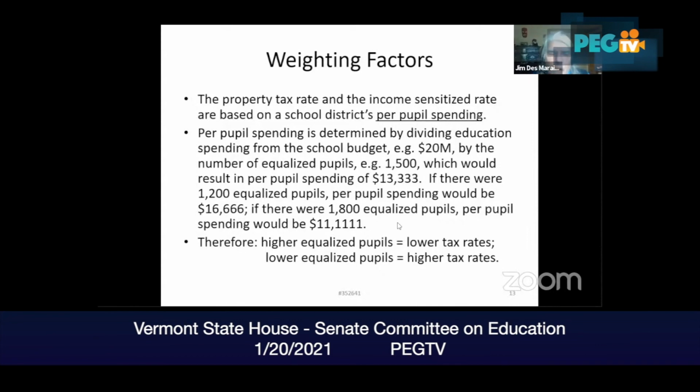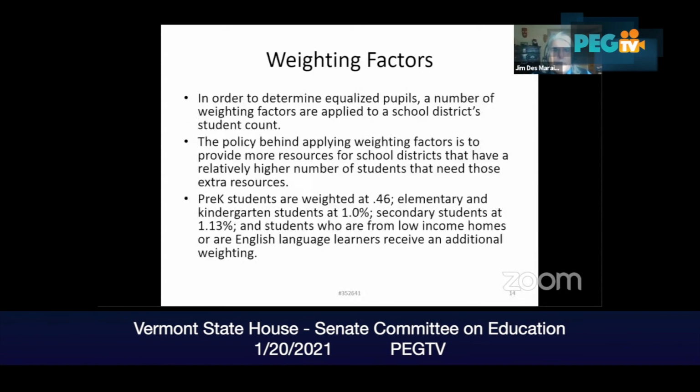So therefore, higher equalized pupils equals lower tax rates, and lower equalized pupils equals higher tax rates. So the number of equalized pupils really matters in terms of your tax rate. And equalized pupils is determined by the weighting factors. So in order to determine equalized pupils, a number of weighting factors are applied to a school district's student count. The policy behind applying weighting factors is to provide more resources for school districts that have a relatively higher number of students that need those extra resources.